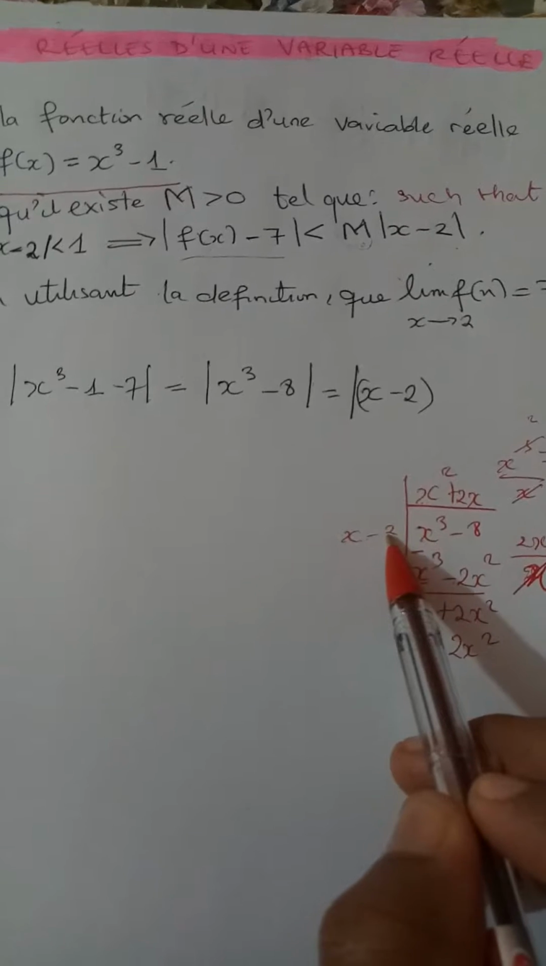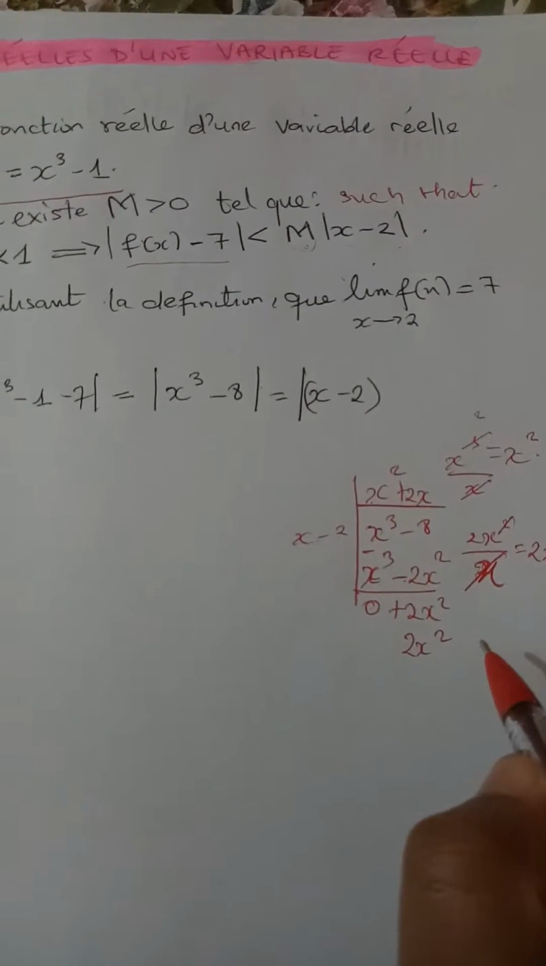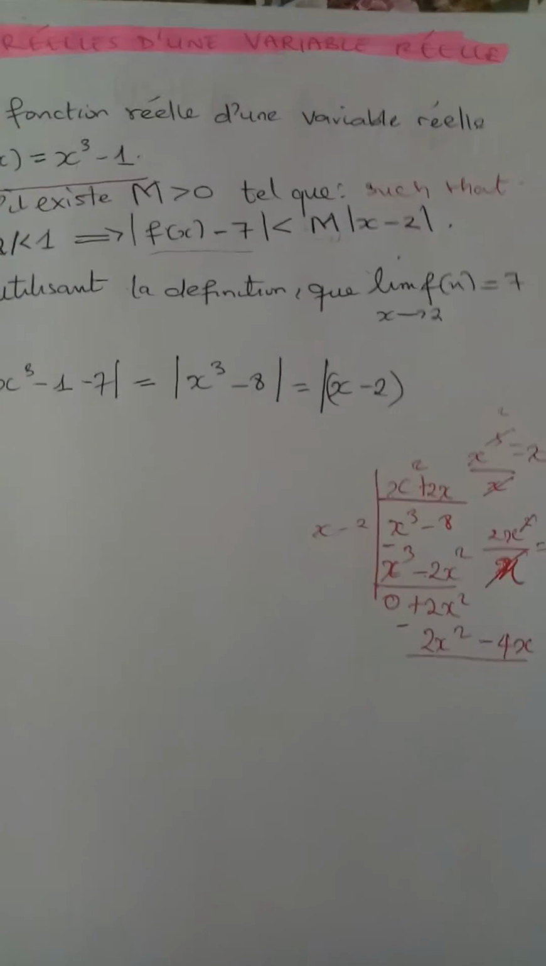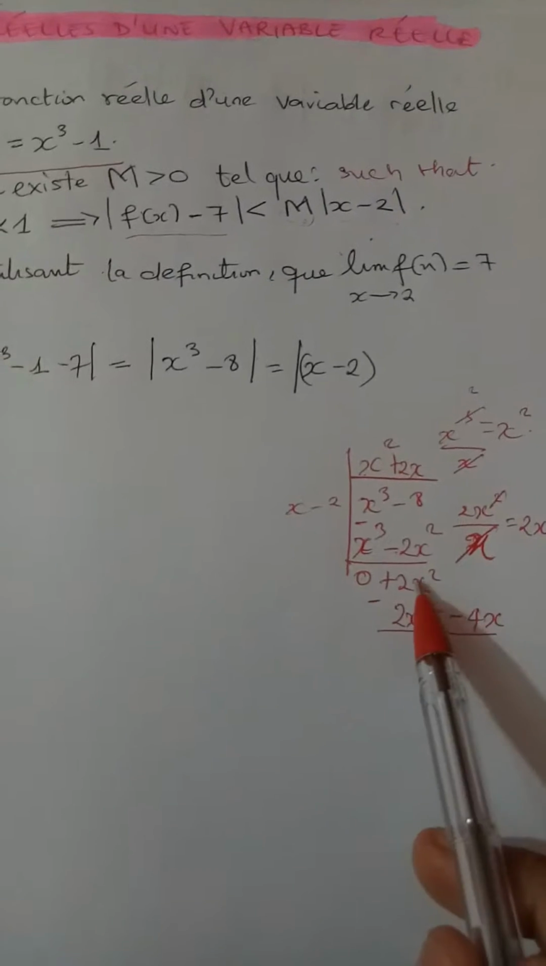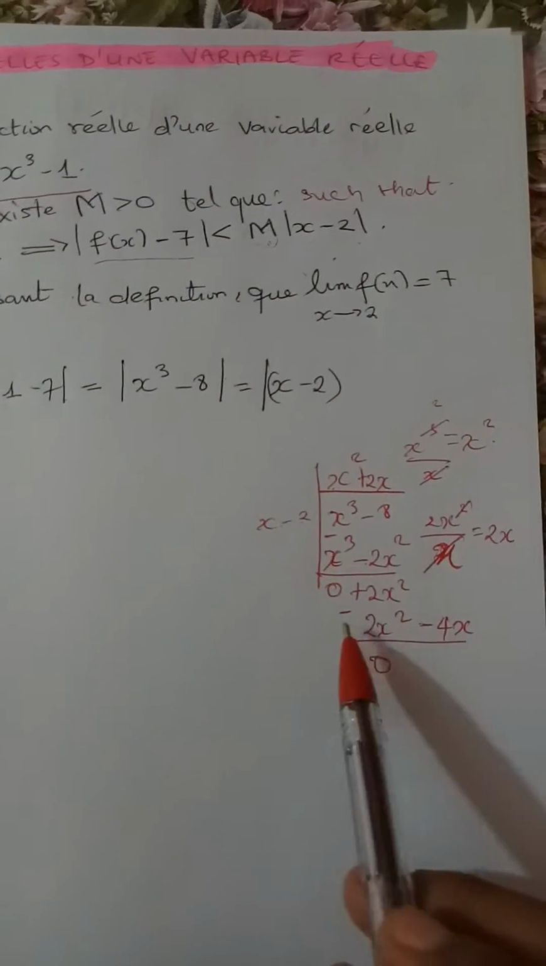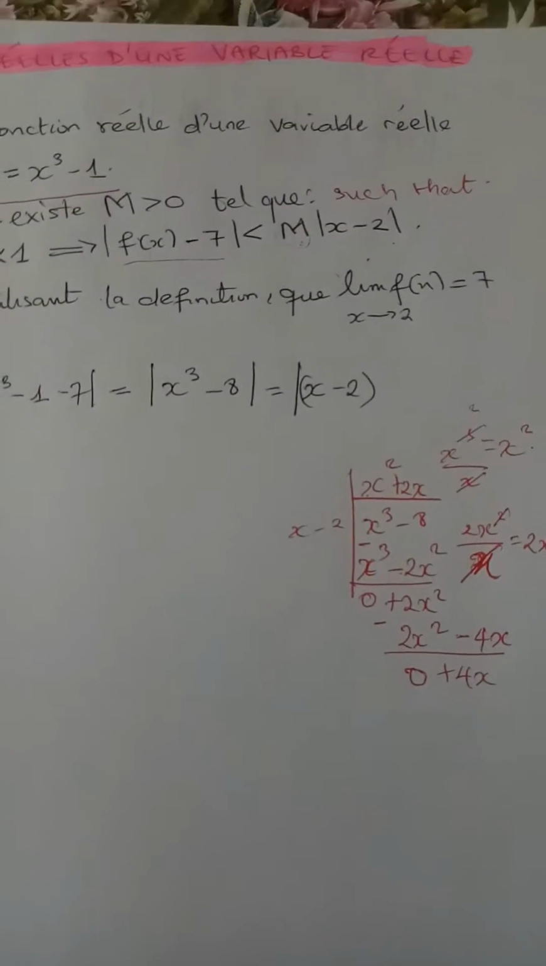This is 2x times minus 2. I don't know if you see what I'm doing here. So this will give me minus 4x. Okay, then I subtract as always. So 2x raised to the power of 2 minus 2x raised to the power of 2 will give me 0. Then minus will give me plus, so I have plus 4x.